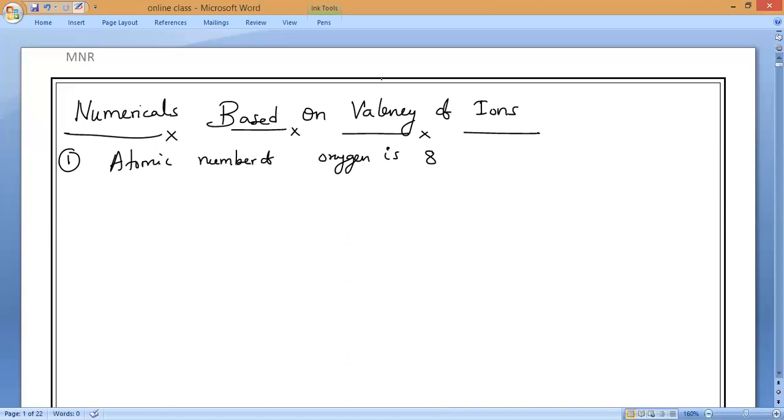Yes, Tejaswini, what is the atomic number of oxygen? This symbol, Z or A? Z. So, atomic number of oxygen is 8, right? And mass number, what is the symbol? 16. Calculate the electrons.